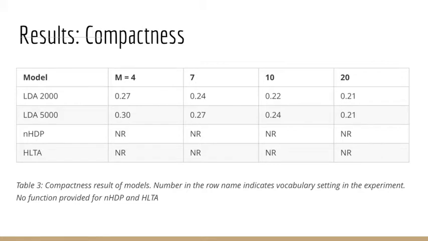We see from the result that more topics will decrease the topic quality. In our case, NHDP did not provide such a function in MATLAB, and HLTA did provide a function, but it was only updated 3 days ago, and there remain some bugs, so we did not try it.